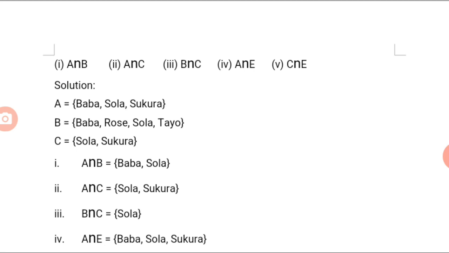Let's look at the third question. B intersection C. That is what you can find in B and C together. Is that clear? And the only one that we can find here is what? Is Shola. Are we together? So alhamdulillah.